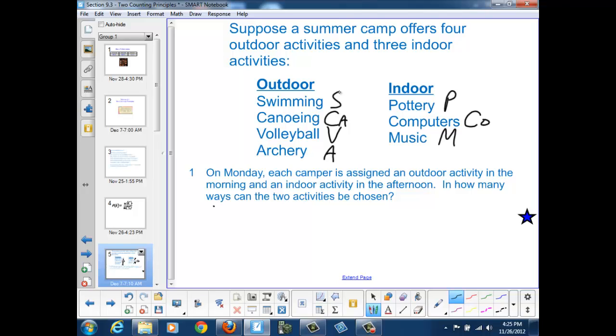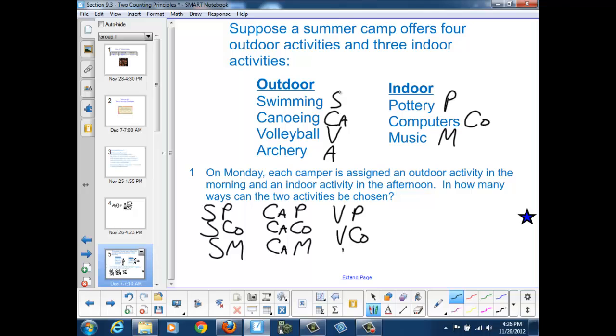I could have swimming and pottery, swimming and computers, swimming and music, or canoeing and pottery, canoeing and computers, canoeing and music, or volleyball pottery, volleyball computers, or volleyball music. Finally, archery and pottery, archery computers, and archery music. So we can see that we have a total of 12 possible ways the activity can be chosen.